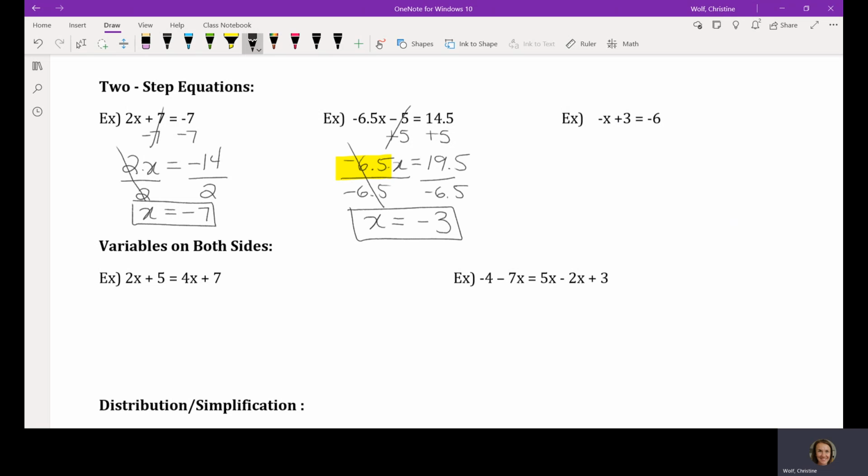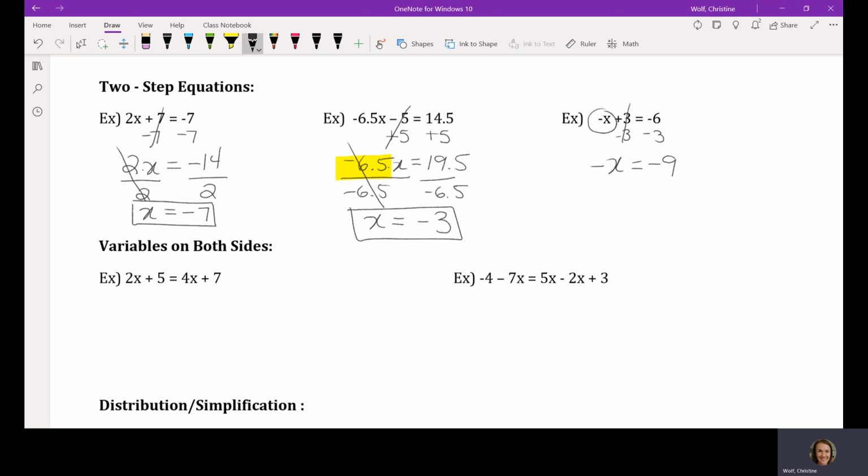Okay, this one here, I like this example because it looks easy, but it's a bit complicated actually. So my goal is to get x all by itself. Right away I see that I can minus 3 off both sides. On the left-hand side, I still have a negative x, so be careful there. That negative is glued to that x. But I canceled out the 3's, and on the right-hand side, negative 6 minus 3 is negative 9.